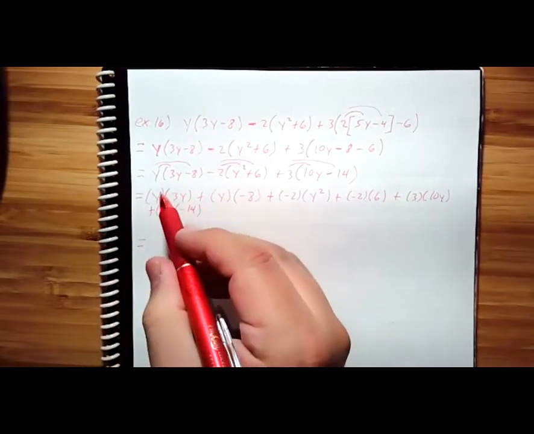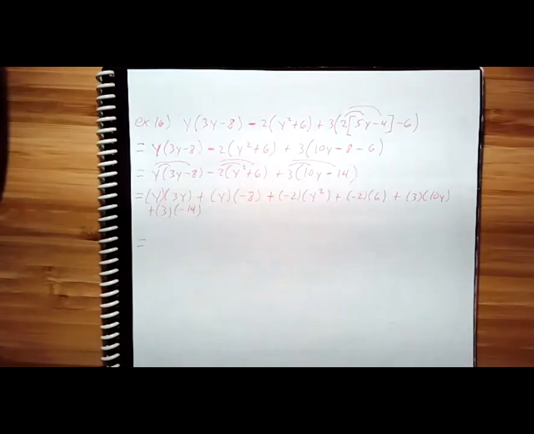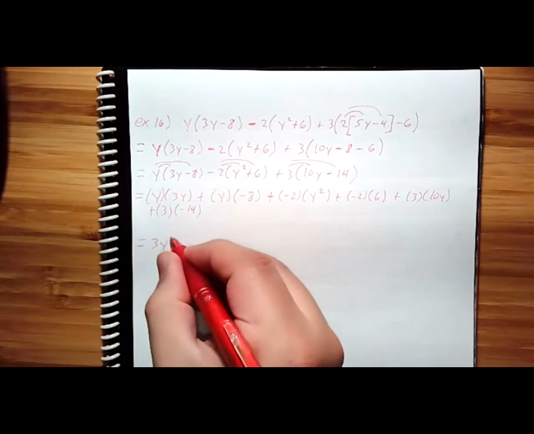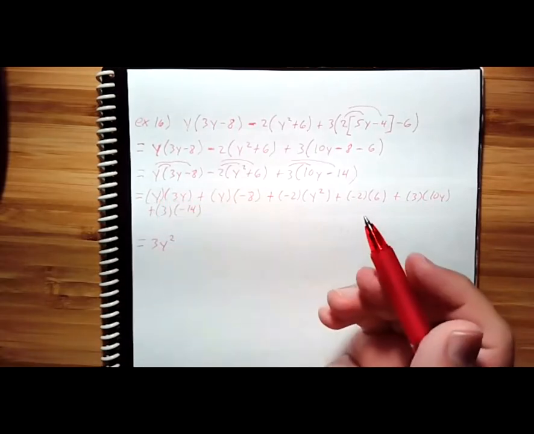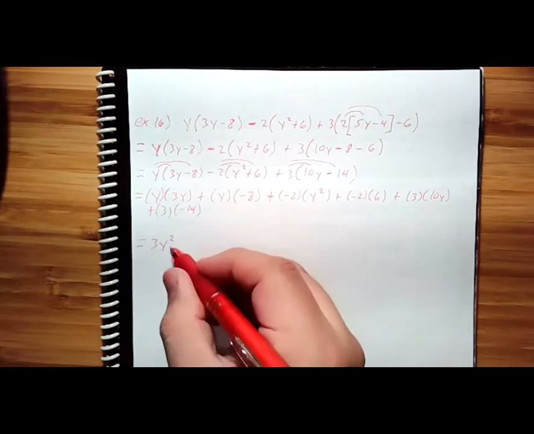All right, so y times 3y. What is that going to be? Do you remember your rules of exponents? Wouldn't it be 3y squared? Yeah, it'll be 3y squared. So you only multiply the y's, right? That's it. The next one, y times -8. Well, that's just -8y.